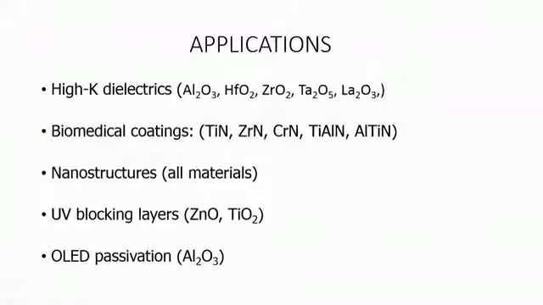Biomedical coatings are possible. For nanostructures, conformal deposition is possible around and inside nanostructures. UV blocking layers are possible, and also OLED passivation. Again, we have discussed this type of deposition for Al2O3. So these are the applications for atomic layer deposition.